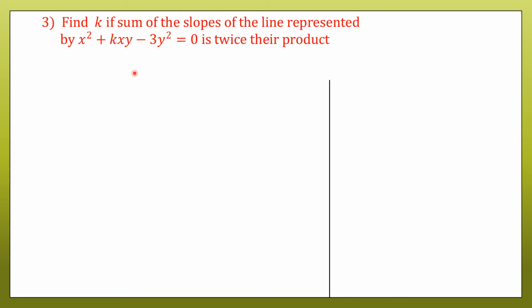Example 3. Find k if the sum of the slopes of the lines represented by x square plus kxy minus 3y square equal to 0 is twice their product.